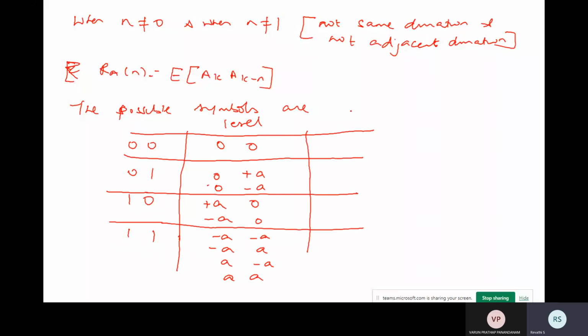Okay. So now when you talk about the probability, as we have assumed equally likely symbols, for 0 and 0 we have already assumed 1 by 2 into 1 by 2, which is equal to 1 by 4. Here for 0 it is 1 by 2, for plus A it is 1 by 4. So 1 by 2 into 1 by 4 is nothing but 1 by 8. Similarly for this one, the 0 probability is 1 by 2 into 1 by 4, which is 1 by 8. For this one, the probability is 1 by 4, for 0 the probability is 1 by 2. Here again you get 1 by 8. Here again you get 1 by 8.